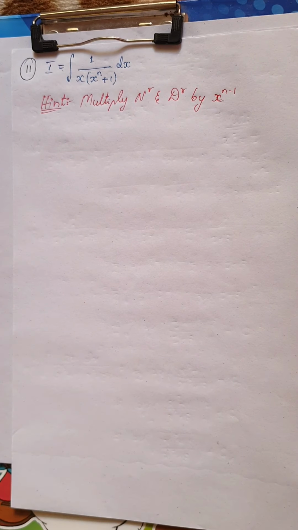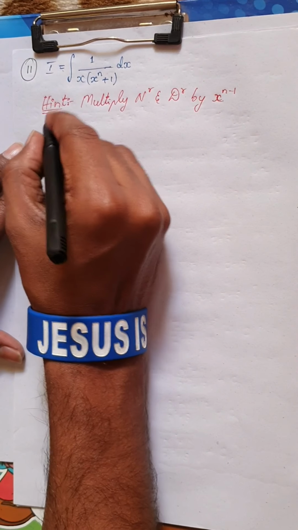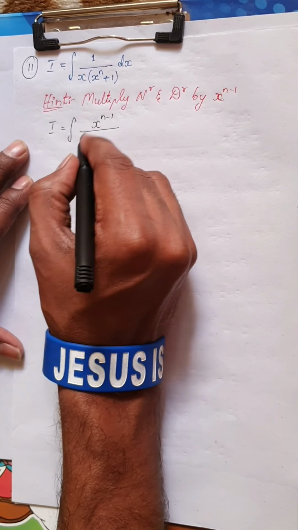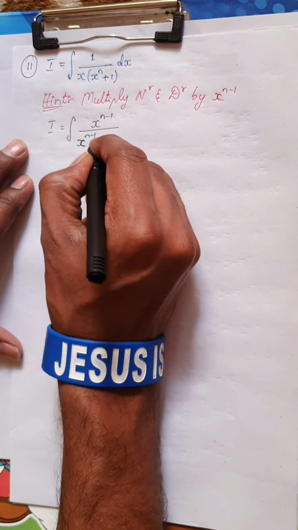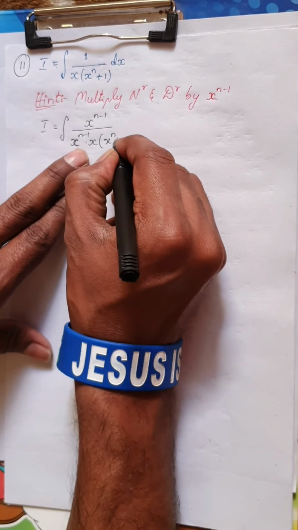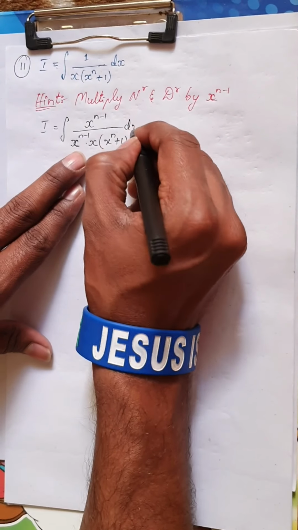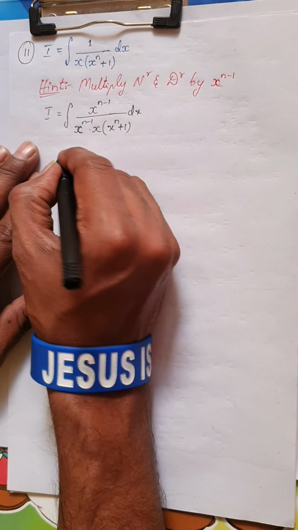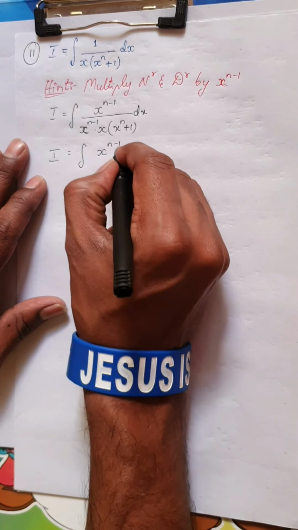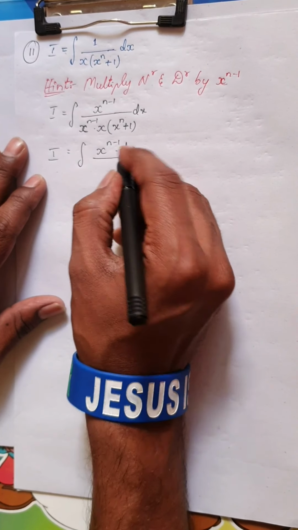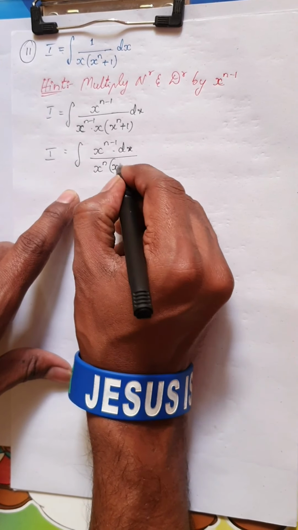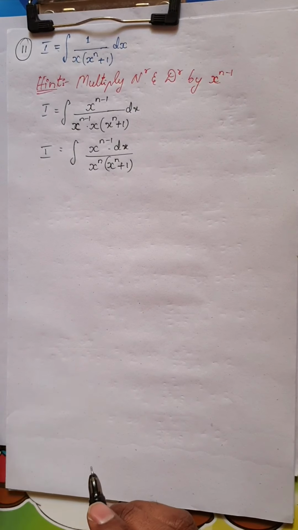So the integral becomes I is equal to, in place of 1 I will write x power n minus 1, divided by, I am going to multiply the denominator also, x power n minus 1 into x into (x power n plus 1), dx. So this becomes the integral of x power n minus 1 dx divided by x power n into (x power n plus 1).